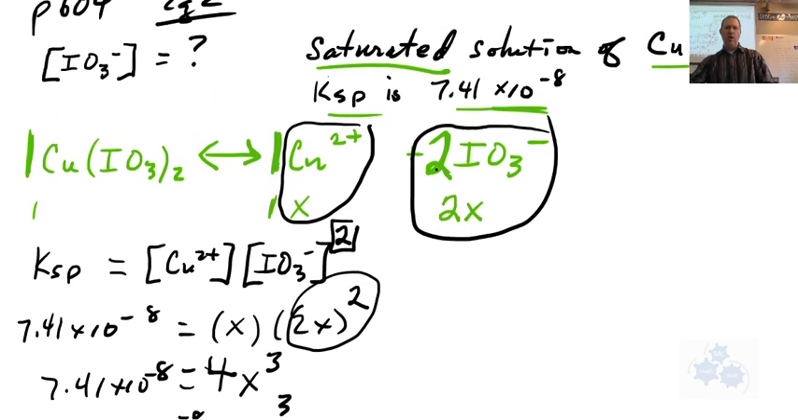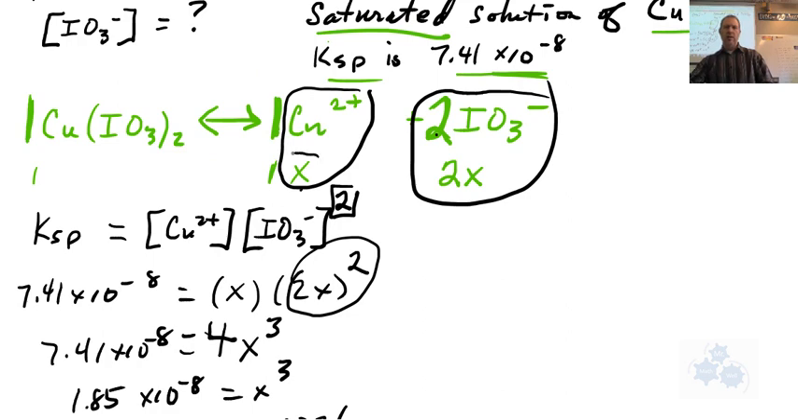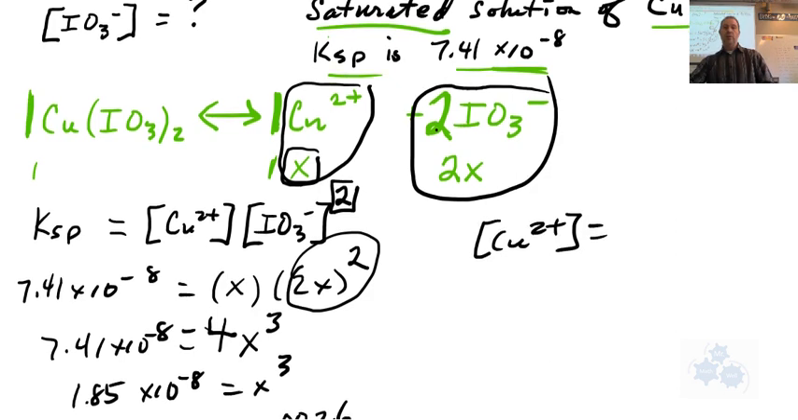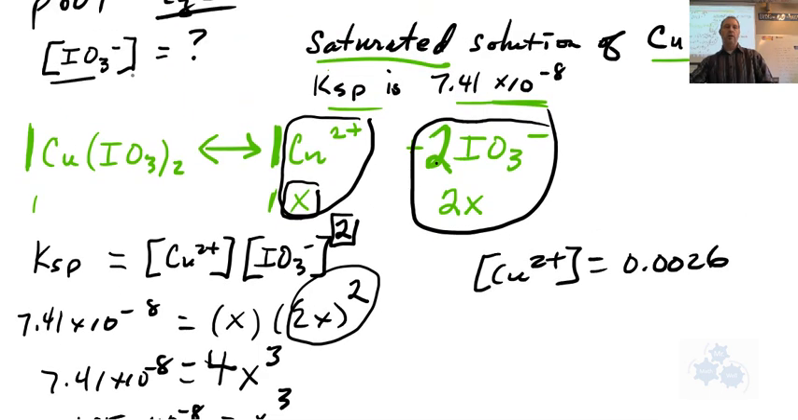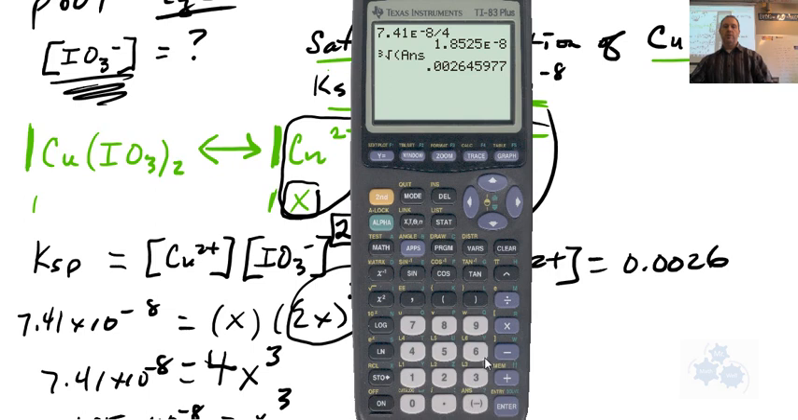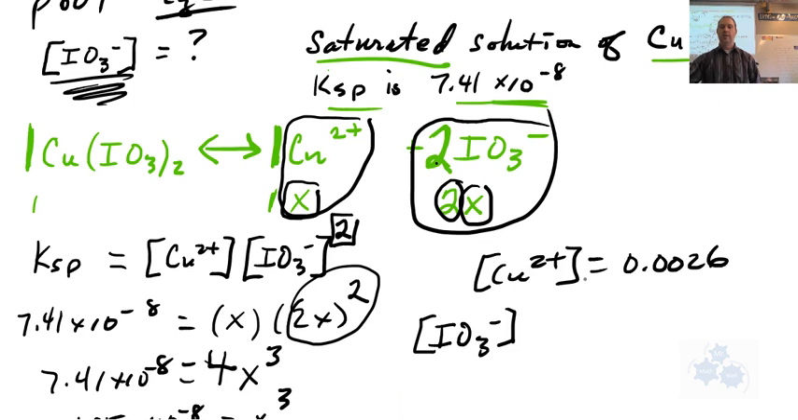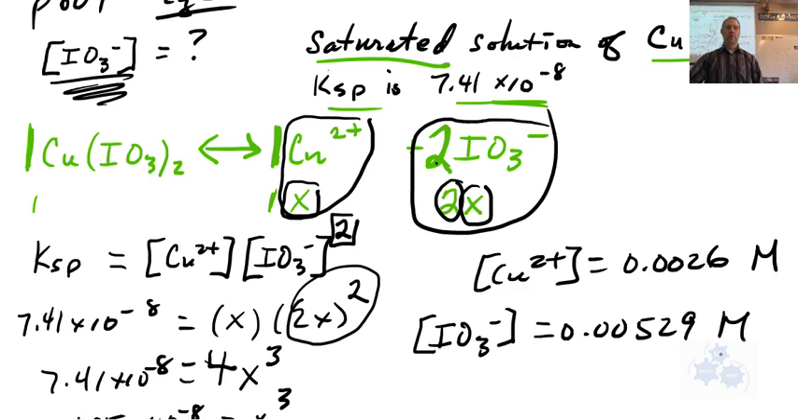So what does that mean, though? What does it actually mean? Well, this number means that the concentration of Cu2+ is that value of x, 0.0026. What is the question actually asking for? The concentration of iodate. So guess what? For IO3-, we have to go 2 times that number. Everyone see that? Times 2, 0.0052. And of course that would be molar for both.